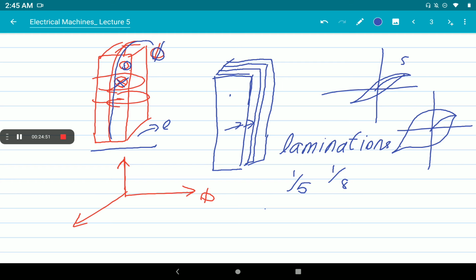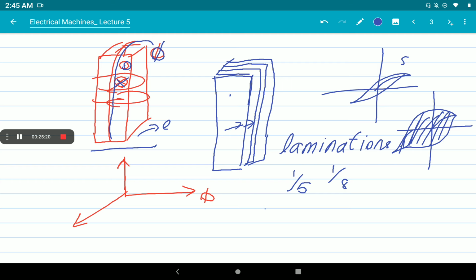We know that hysteresis loss depends on the loop area. So if the loop area of the material is high, then hysteresis loss will be high. If the loop area is less, then the hysteresis loss will be less. So by taking suitable material, we can reduce the hysteresis loss. And how can we reduce the eddy current loss? Eddy current loss means it is the leakage current produced in a ferromagnetic material.